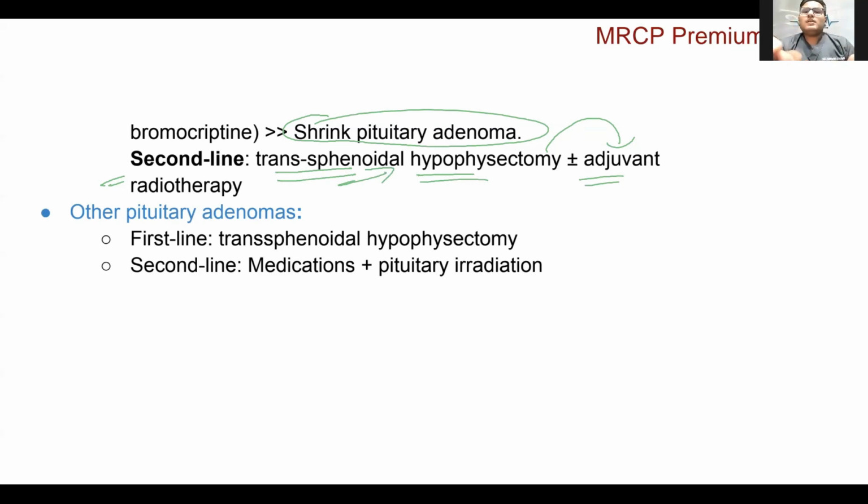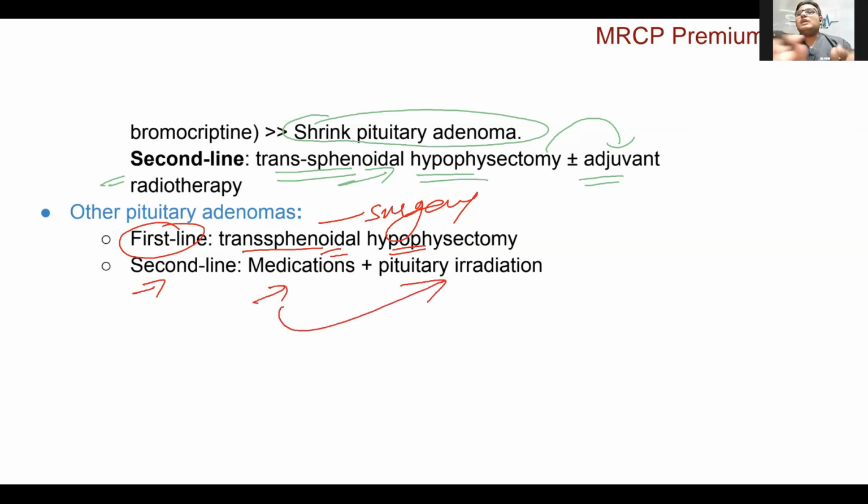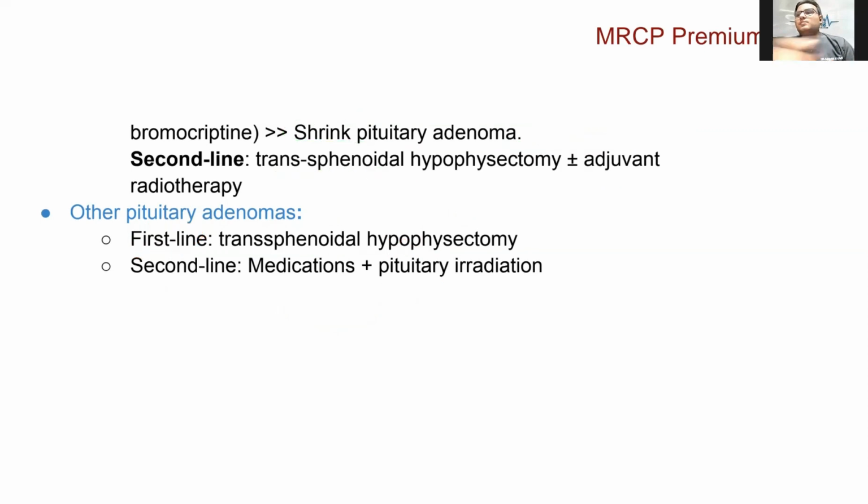In other tumors, as I discussed, the first line is surgery, which is transsphenoidal hypophysectomy. The second line is medications, followed by pituitary irradiation. So this is a super high yield, important question regarding prolactinoma. In detail, we will study prolactinoma in a separate chapter, in a separate series of lectures.